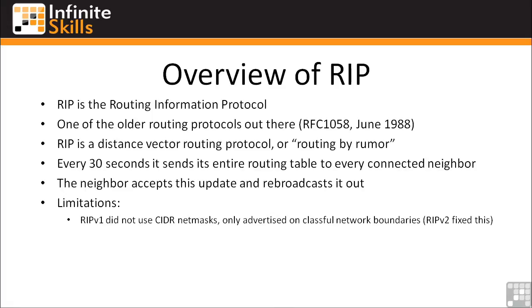RIP version 1 did not use the CIDR net masks. It only advertised on classful network boundaries, and RIP version 2 fixed this. You'll see this when we go into our lab and we don't turn off auto-summarization. You'll see that our networks get broadcast out with the standard default net mask. In our case, we're using a 10. network, so you'll see it broadcast 10.0.0.0/8. This is fixed in RIP version 2, but you have to specifically turn off auto-summarization for this fix to work.